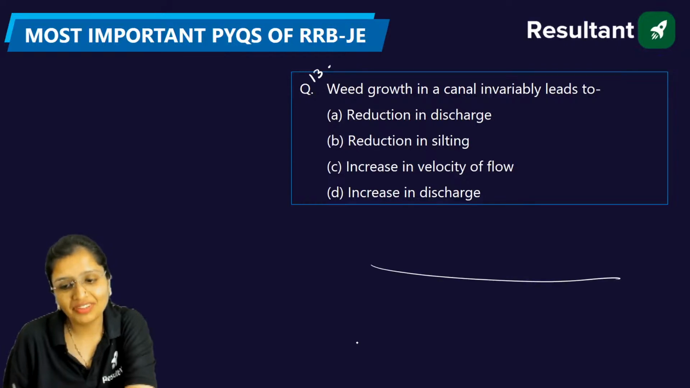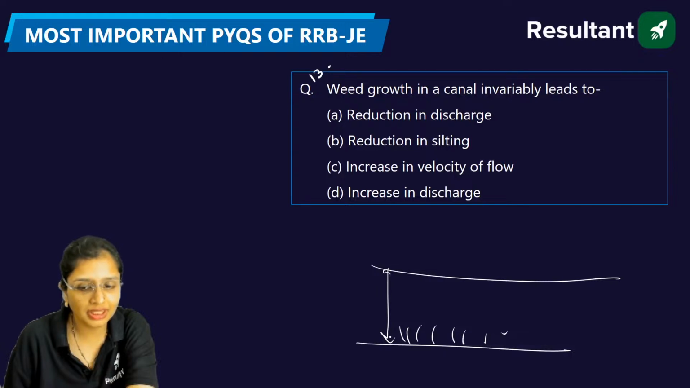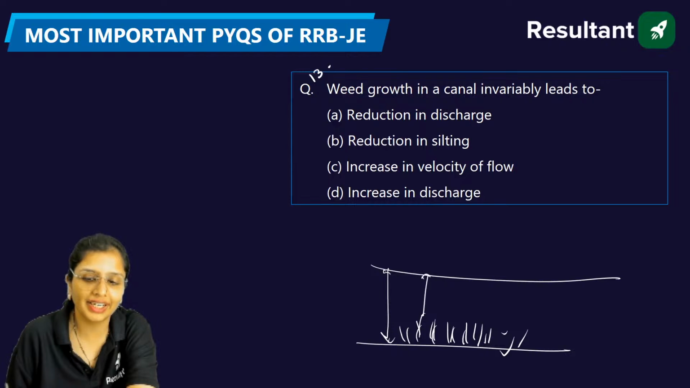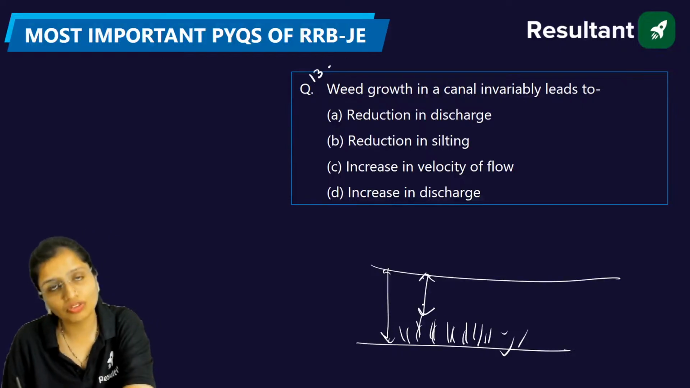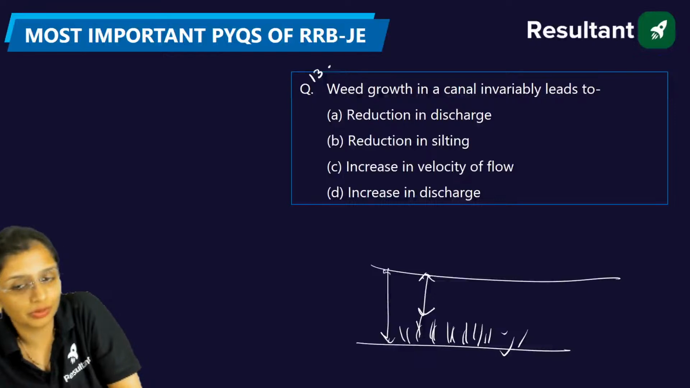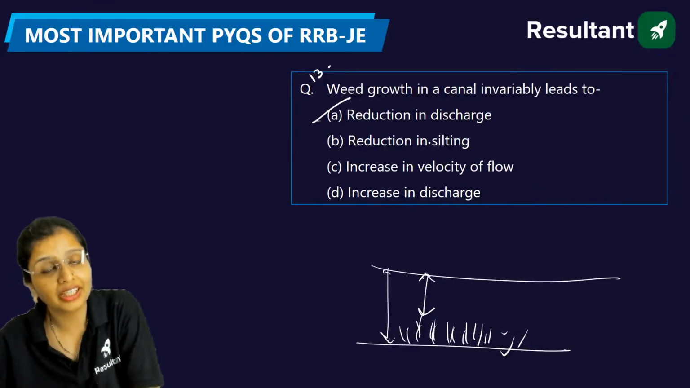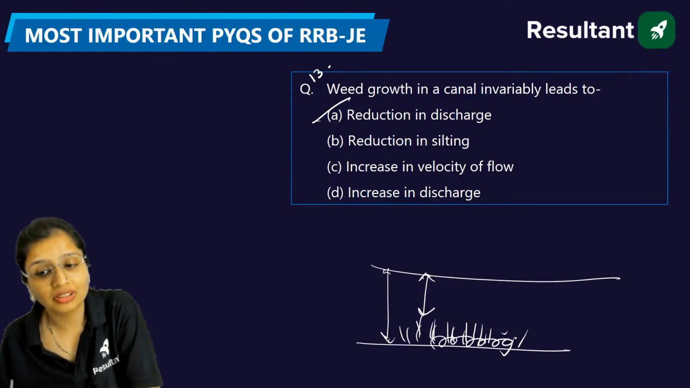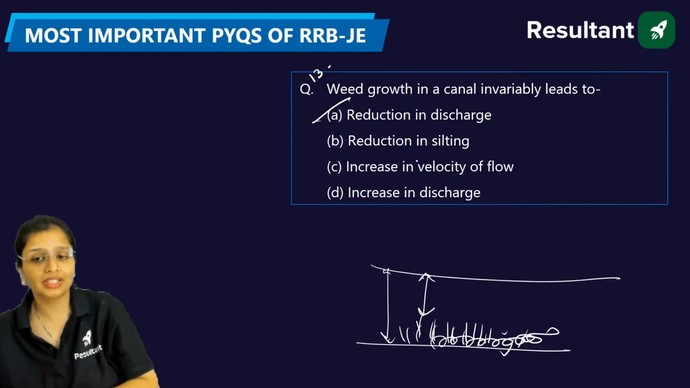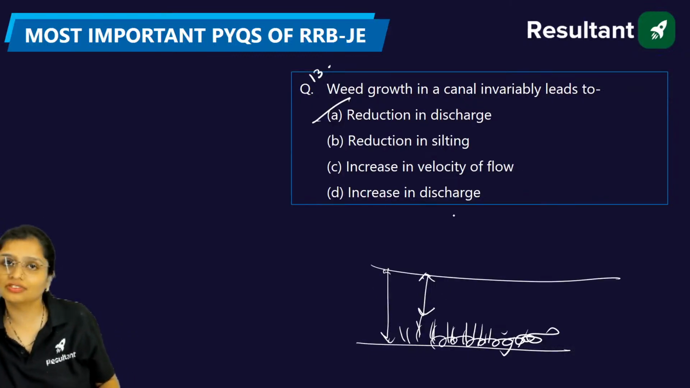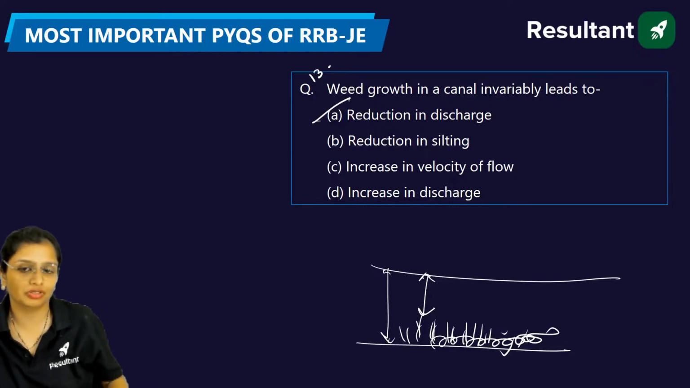Correct. See, if a canal is there and weeds and all will be growing, what will happen? The area will reduce. Initially, this much area will be there, but since weeds will be growing, you will see that the area will reduce, and if the area reduces, what will happen? The discharge carrying capacity will reduce. So reduction in discharge will be there. Reduction in silting, opposite, increase in silting. Why? Because the weeds will be deposited, so it will lead to silting. And what has happened here? The velocity of flow and the discharge will be decreasing. Why? Because now hindrance, obstruction is being offered.